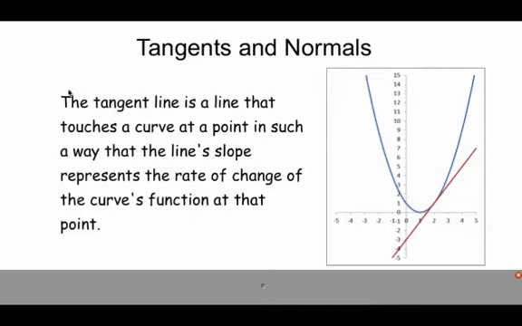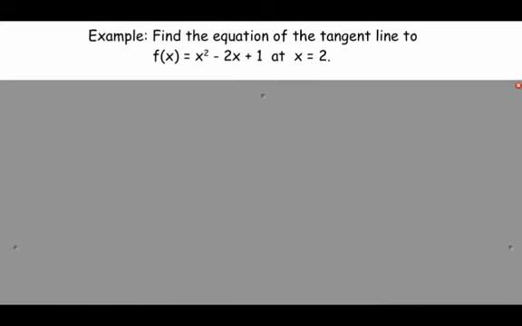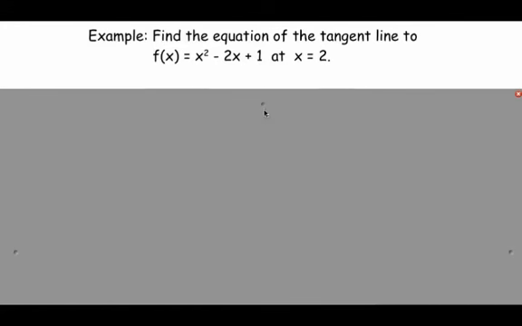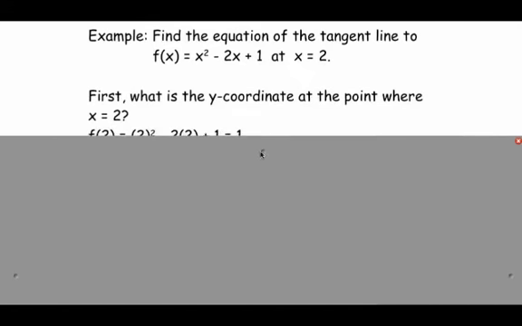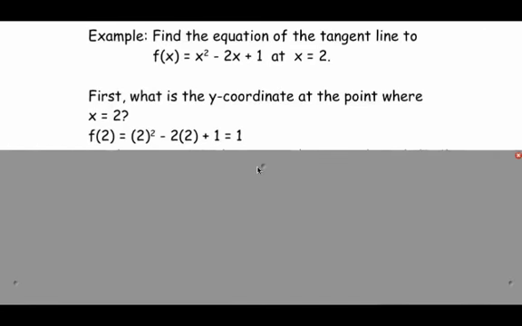So we're going to start there, and then it's an easy switch to get to the normal. So we're going to do an example. f of x is going to equal x squared minus 2x plus 1, and we're going to look specifically at what the tangent line looks like at x equals 2. Well, the first thing I want to know is what's the y-coordinate on the curve at x equals 2, because that's also going to be the y-coordinate on the tangent line, since the two are going to touch there. So I take x equals 2 and plug it into my function, and I get a y value of 1.